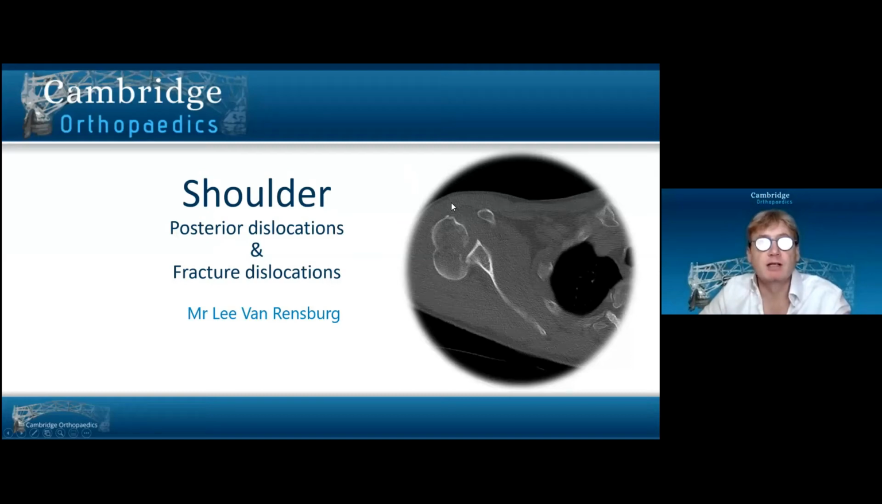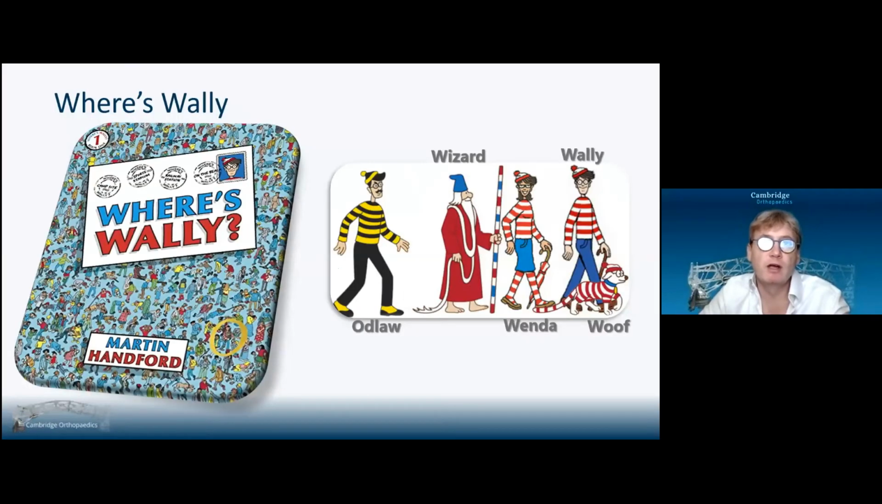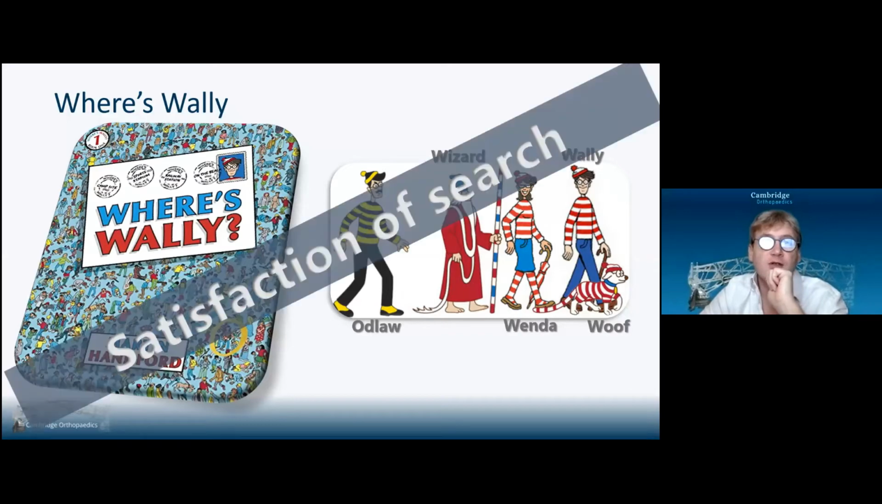Today I'm going to be discussing the shoulder, posterior dislocations and fracture dislocations. You may be aware of these books, Where's Wally? And this is one of the problems when people look at radiographs. They notice the obvious abnormality and then they stop looking. They suffer from satisfaction of search. I'd encourage you, when you look at a radiograph with an obvious abnormality, to look around the radiograph for all the other abnormalities that might be there.